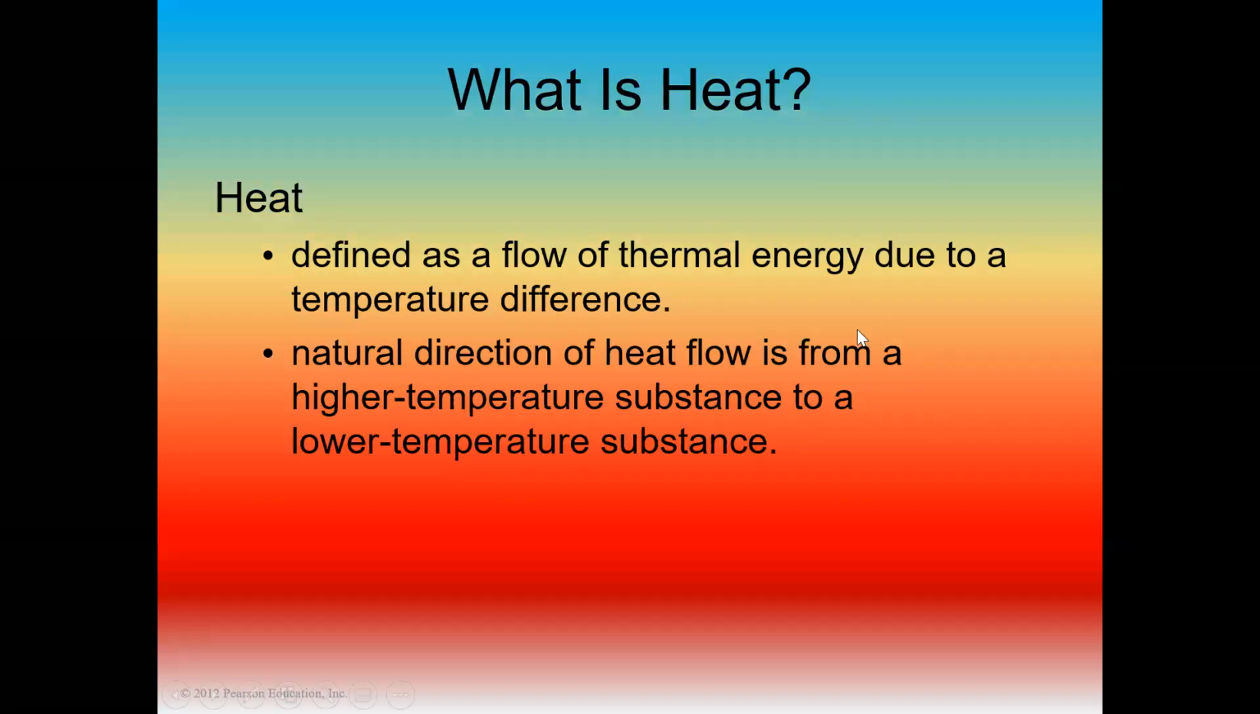So then what is heat? Because of all these collisions occurring, we get a flow of thermal energy. The flow of thermal energy is due to a difference in temperature. So heat is the flow or the transit of thermal energy due to a temperature difference. Always, always, always, heat is going to flow from high to low, hot to cold. It's a natural tendency of heat to flow from hot to cold.